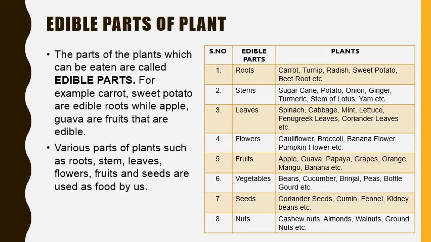Coriander seeds, cumin seed, fennel, kidney bean seed are the seed part of the plant. Cashew nut, almond, walnut, groundnut are nuts. There are certain plants whose variety of parts are consumed as food, like the mustard plant. The leaves are consumed as food and we get mustard seeds from the plant, which are used to extract oil.